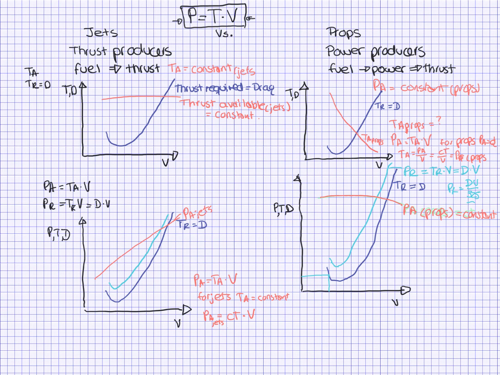So one huge revelation from looking at these graphs is that you're not going to be able to go supersonic in a prop-driven airplane. And that's the reason why any airplane that goes supersonic has a jet engine and not a prop engine. So that is a big revelation. So please review this. This is, in a nutshell, the differences between props and jets.